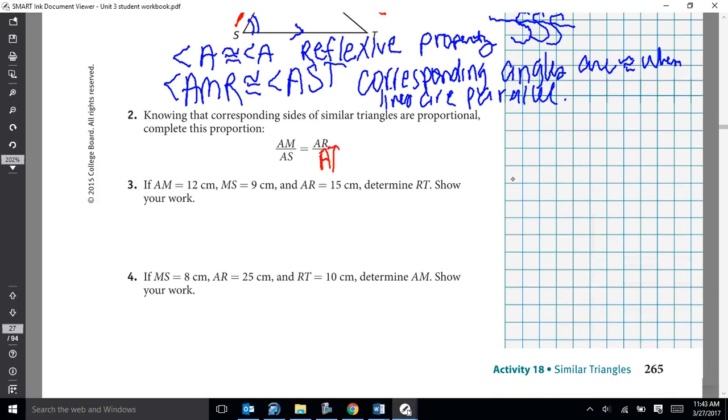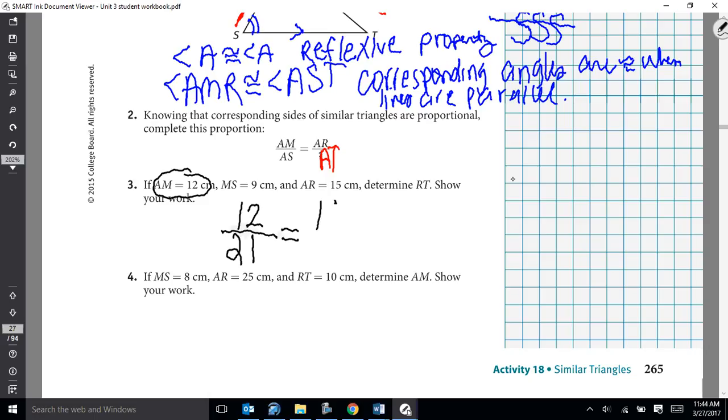All right, so let's set it up. So AM, what's the length of AM? And then AS, what's the length of AS? It's MS. So what's AS? What do we have to do to get the length? Oh, add them together. So what is 12 plus 9? We have 21, so we have to do some segment addition.